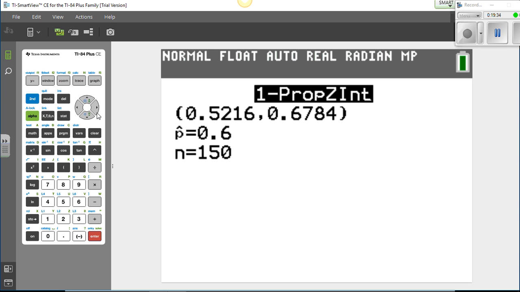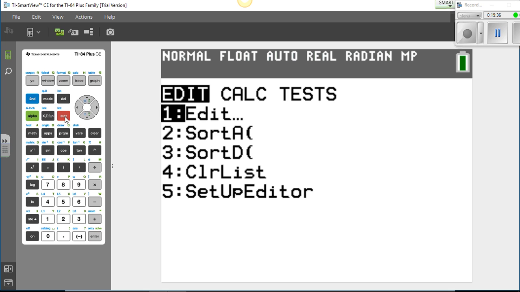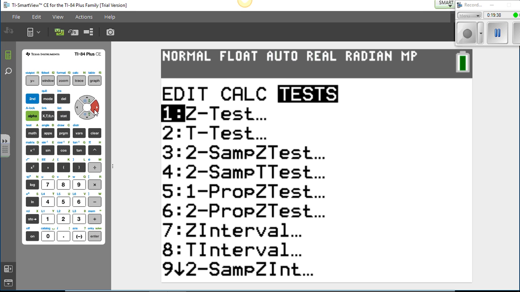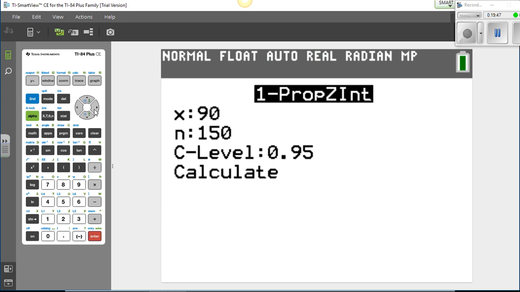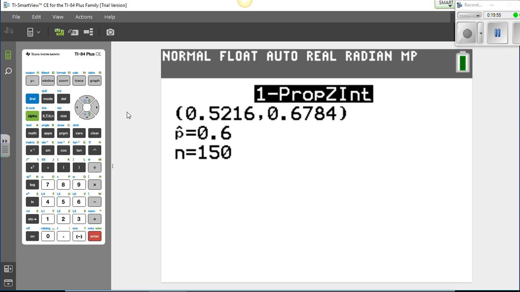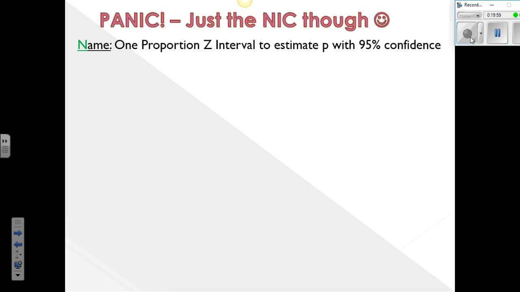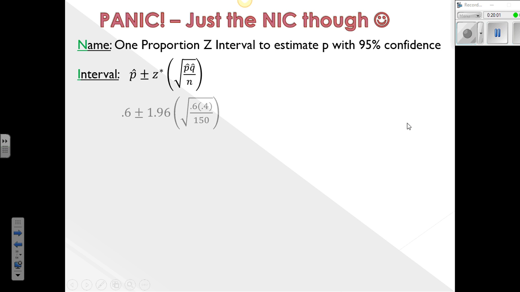So do I need to go back? Okay, so you go STAT, you go over to TESTS, and we're going to choose one proportion Z interval. So we're going to go all the way down to A. Enter. Change that to 90, 150, and 0.95. Right? All right, so let's go back. And we've got to actually show the work that we did. So here's the work. Correct? The work.